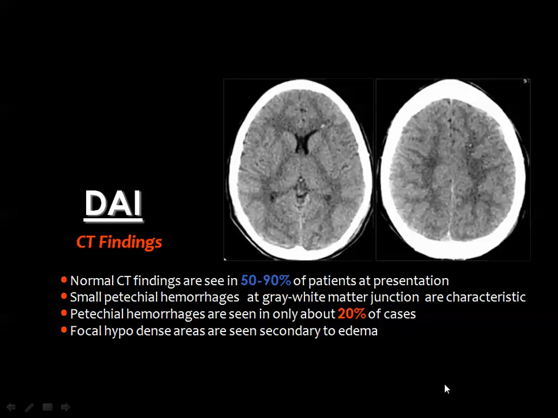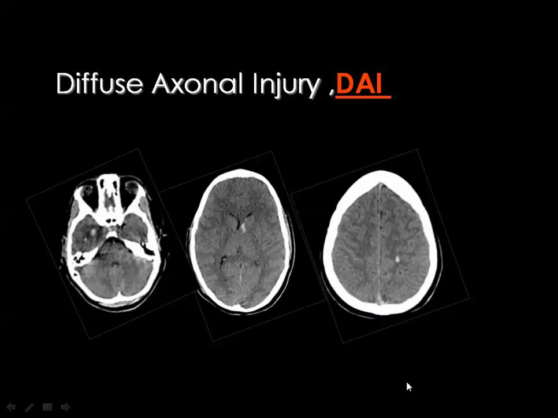Petechial hemorrhages are seen in only about 20% of cases with diffuse axonal injury. There may be focal hypodense areas secondary to brain edema, but you cannot see the hemorrhagic focus itself. With the use of MRI, you are also able to detect the hemorrhagic foci which are not detected by CT scan.